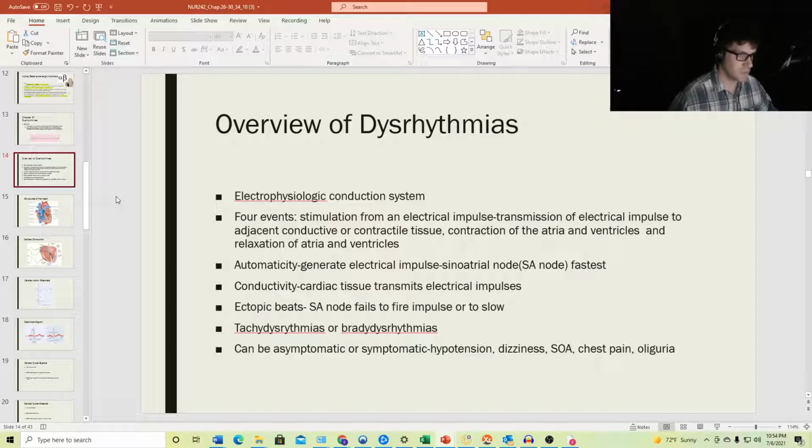There's a certain way that this is supposed to happen. If it doesn't happen this way, that's when we have dysrhythmias, and they have all sorts of issues that come along with them. So yeah, automatically generate electrical impulse from the sinoatrial node, or the SA node. That's the fastest. Conductivity, cardiac tissue transmit electrical impulses.